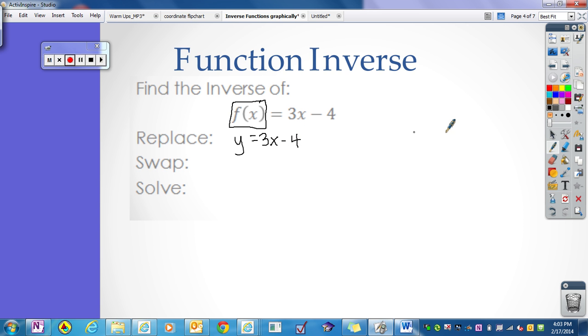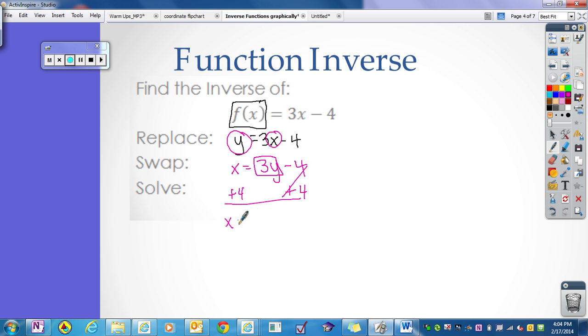Now we have to swap where our x is and where our y is. Our x and our y are going to switch places, so this is going to say x = 3y - 4. Again, I still have to get this y by itself. The first thing I have to get rid of is this 4, so we're going to add 4 to both sides.